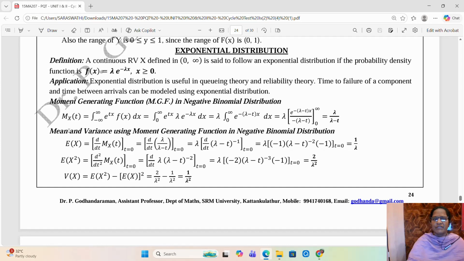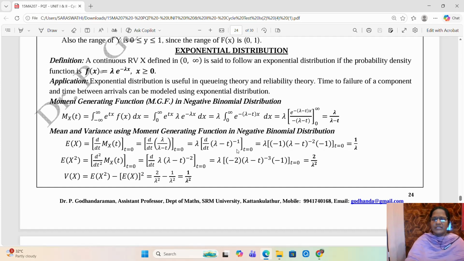Next, after the moment generating function, the mean and the variance. Now the formula for E of x, the mean, is d by dt of M_X of t at t equal to 0. We have the moment generating function lambda by lambda minus t. So we differentiate lambda by lambda minus t with respect to t and put t equal to 0. Here lambda is the constant because the differentiation variable is t. We differentiate 1 by lambda minus t; if you bring it to the numerator, it is (lambda minus t) to the power minus 1.